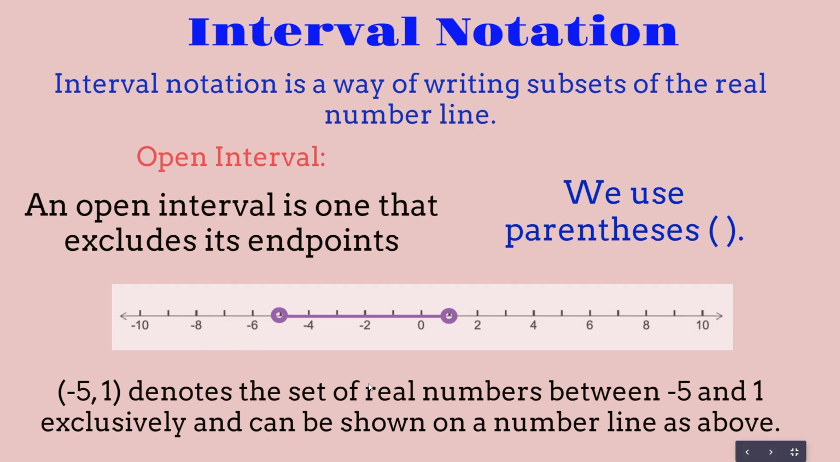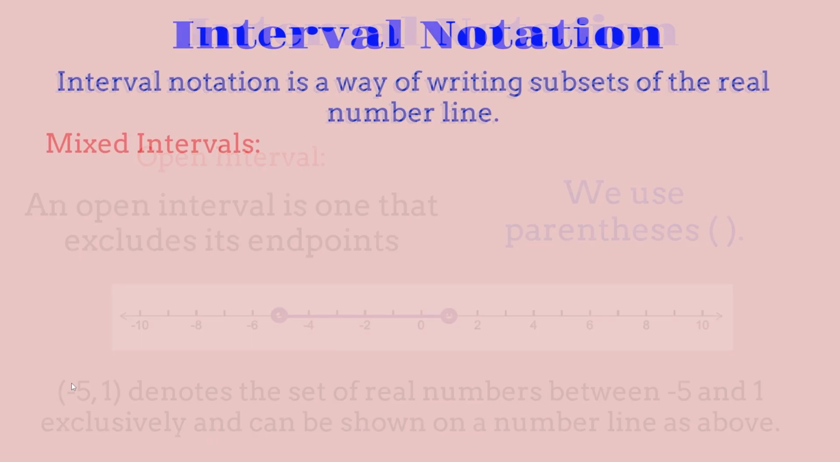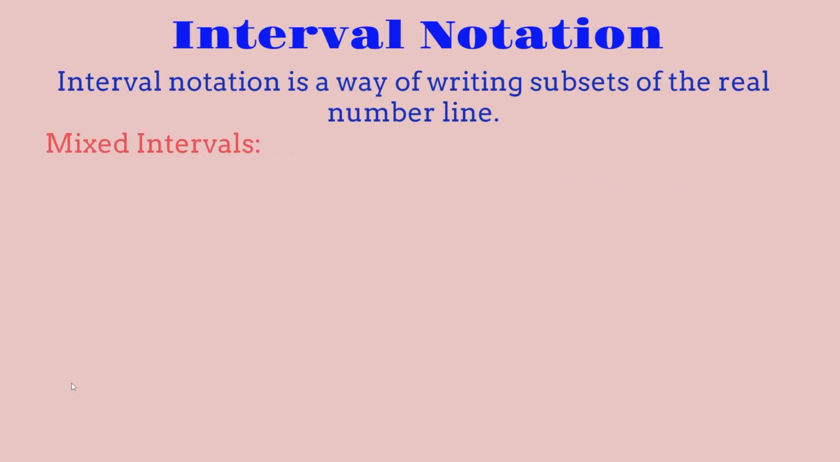What this says is that it includes all real numbers not including -5 and 1, so all the numbers in between these and not including them. In a closed interval, it was including -5 and 1, but in the open interval, it is not including them. Moving on, we can also have mixed intervals.